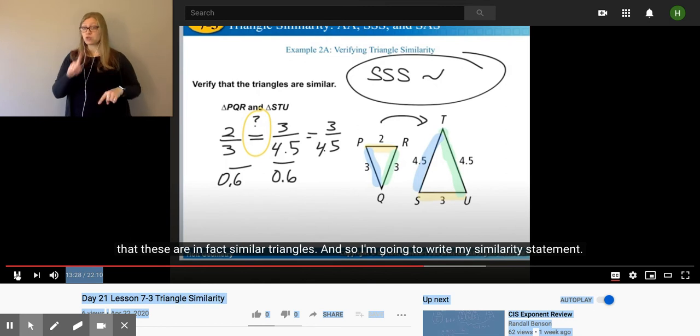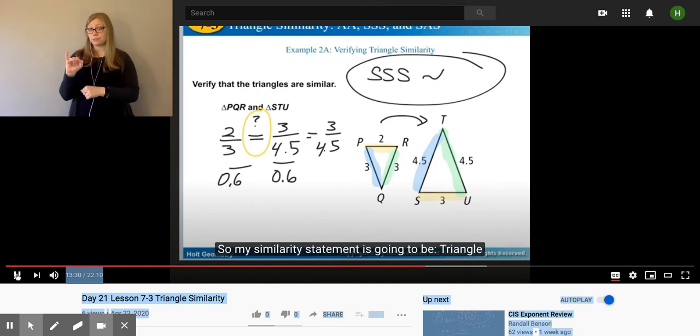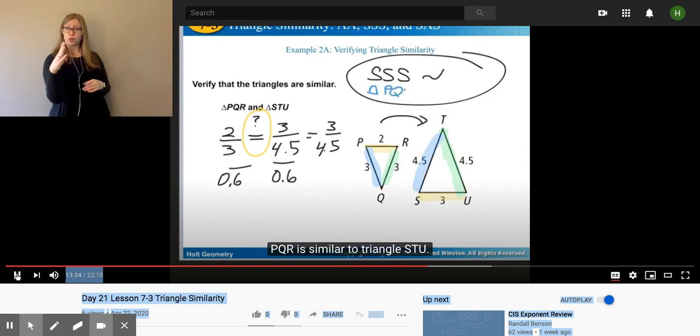And so I'm going to write my similarity statement. So my similarity statement is going to be triangle PQR is similar to triangle STU.